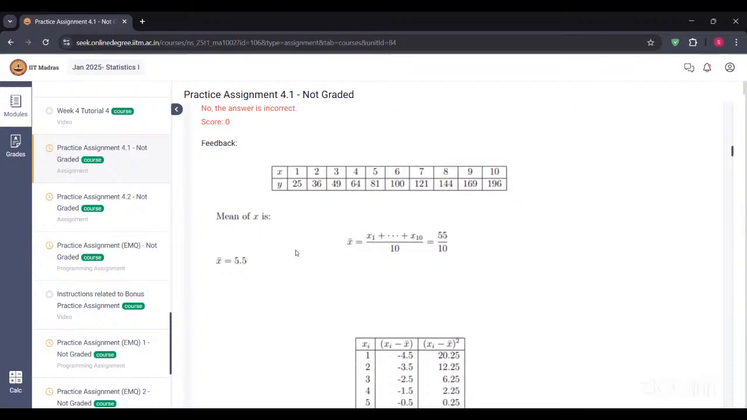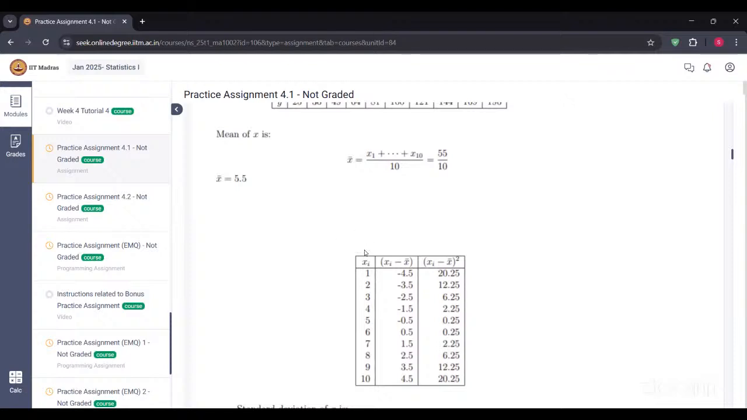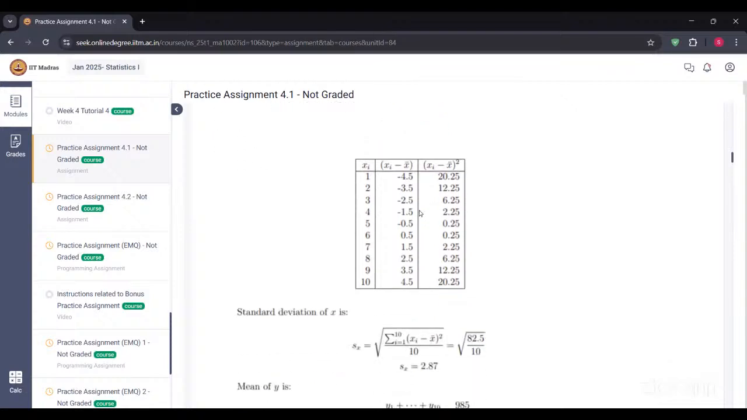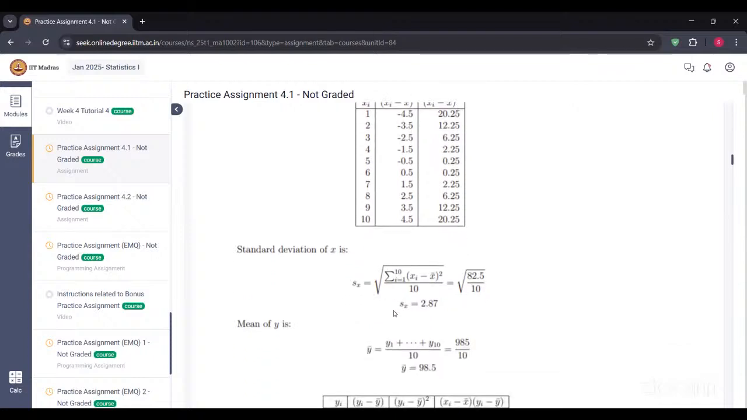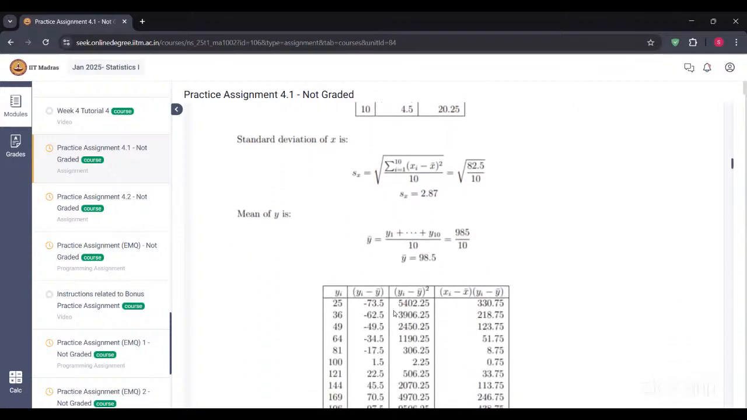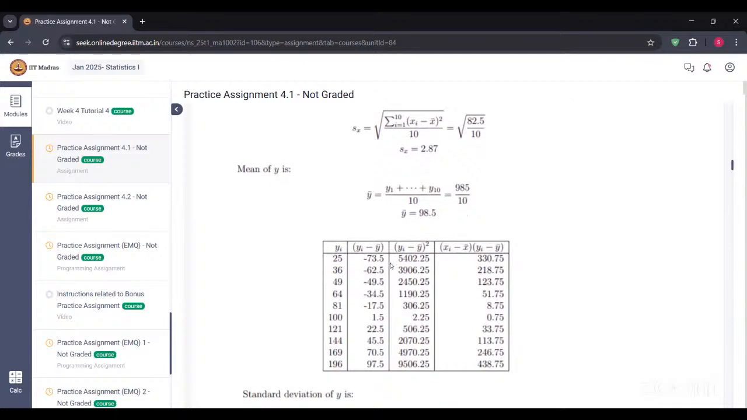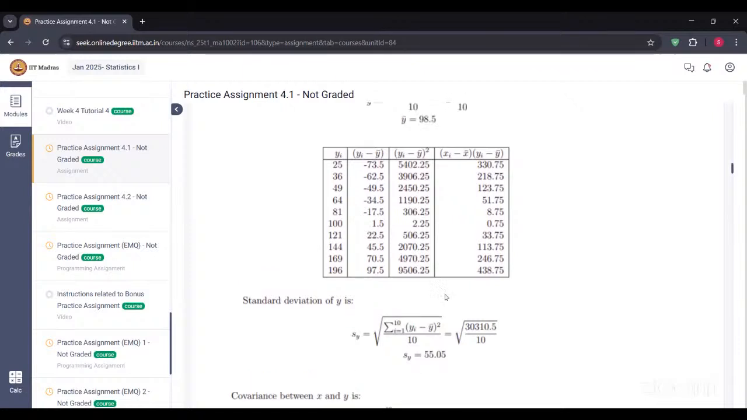Okay. Now for the xi's, we have calculated xi minus x bar. First of all, x bar is the mean of the x variable, and it is 5.5. Then we have calculated xi minus x bar whole square, and the standard deviation of x. Similarly, for the y variable, we have calculated yi minus y bar, yi minus y bar square, and the standard deviation of y. These are the denominator part.